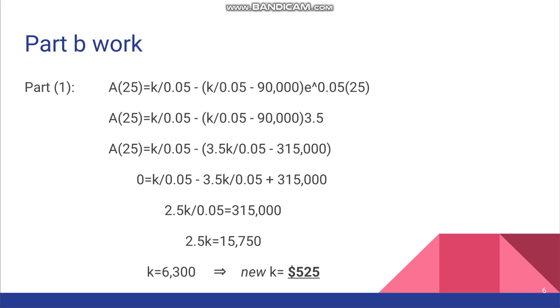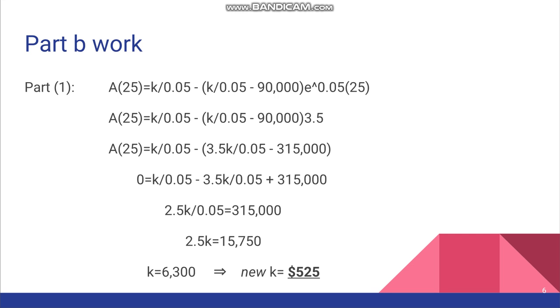And we have A of 25 equals K divided by 0.05 minus, within the parentheses, K divided by 0.05 minus 90,000, times E raised to the power of 0.05 times 25. First, we simplify the E and its power, which becomes 3.5. Now distribute 3.5 into both values inside the parentheses. Then also distribute the minus sign into both values inside the parentheses.